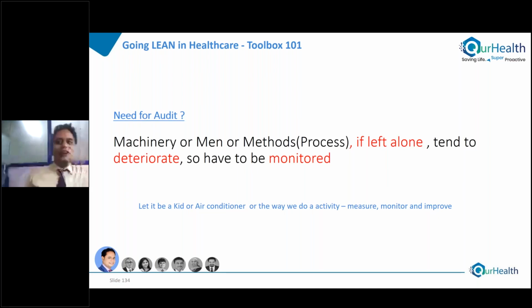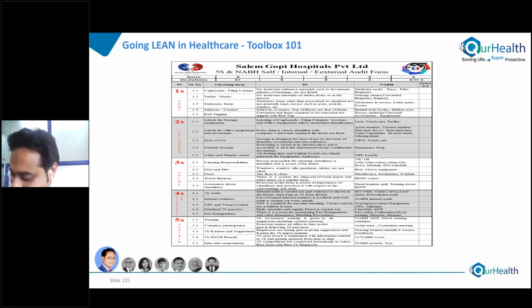Next slide. There is also a need for audit now. So the fourth S, which says standardize. There is an audit. Like we do an NABH audit, there is an audit for 5S also. How to do an audit for 5S? Let us see. Now there is a saying that machinery, man, or method, if left alone, tend to deteriorate. So we have to monitor it. So how do we monitor it? Next slide, please, Raj. Next slide is about auditing. How we can audit 5S and NABH together in a hospital.